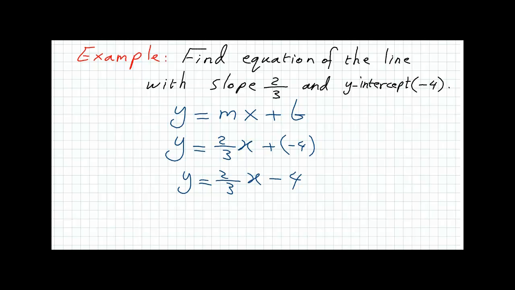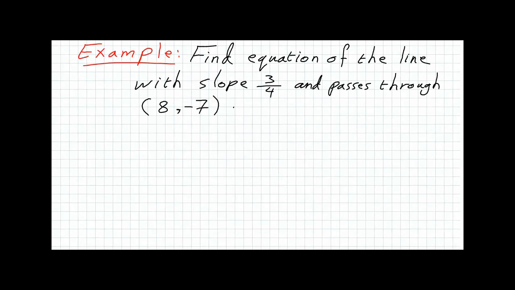But if you are given the slope and we didn't give you the y-intercept, but instead we gave you a point that the line passes through, what should we do? Let us see the following example. Find the equation of the line with slope 3/4 that passes through the point (8, -7).